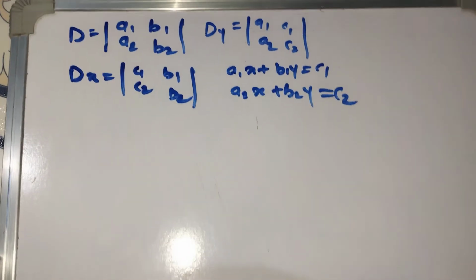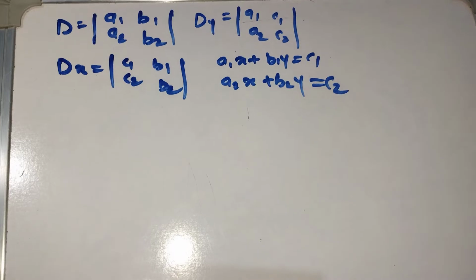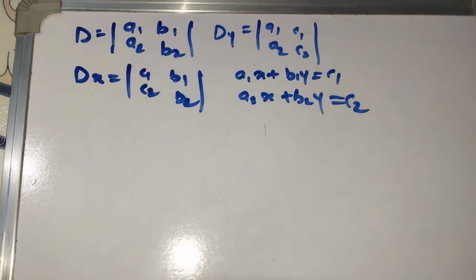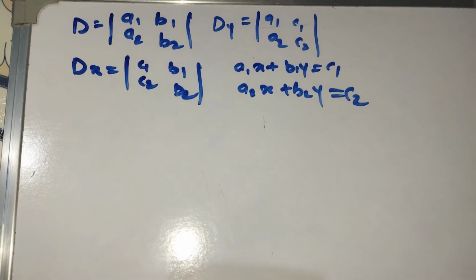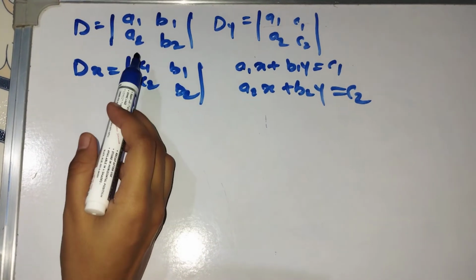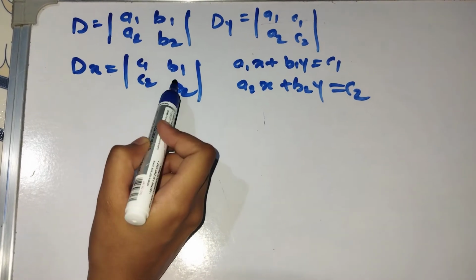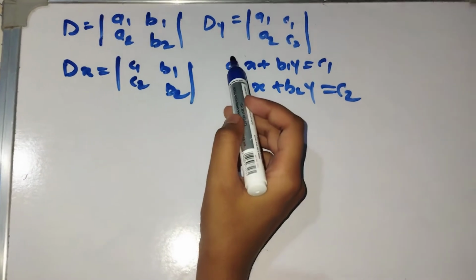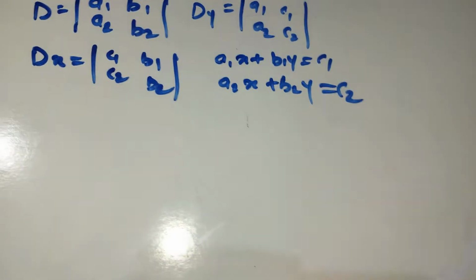Hello everyone. So today we are going to study Cramer's law. Basically, in Cramer's rule, you have three determinants: D with a1, a2, b1, b2; Dx with c1, c2, b1, b2; and Dy with a1, a2, c1, c2.